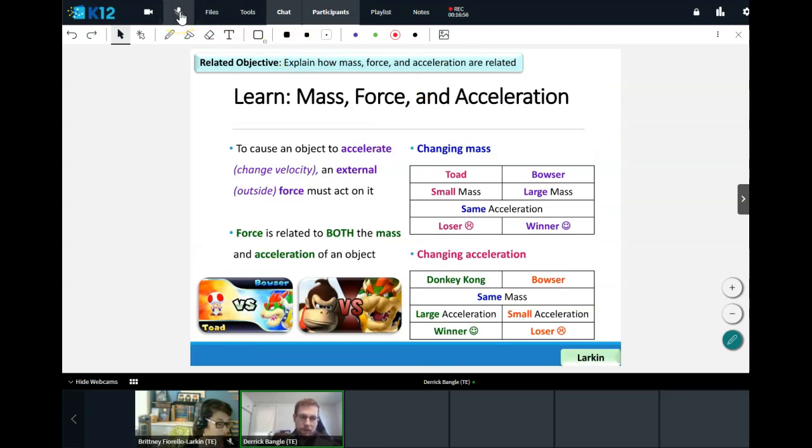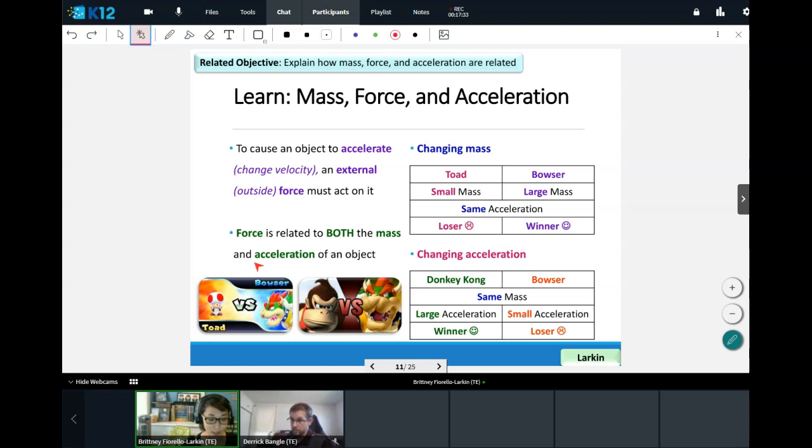Let's learn a little bit more about it right here. In order to cause an acceleration, or a change in velocity, which we reviewed at the start of class, we need an external or outside force. Remember, we said throughout the last few lessons that forces cause acceleration. That force depends both on the acceleration of the object as well as the mass of the object. If I apply a certain force to a really big object, it's not going to accelerate as quickly as if I apply that same force to a really small object.